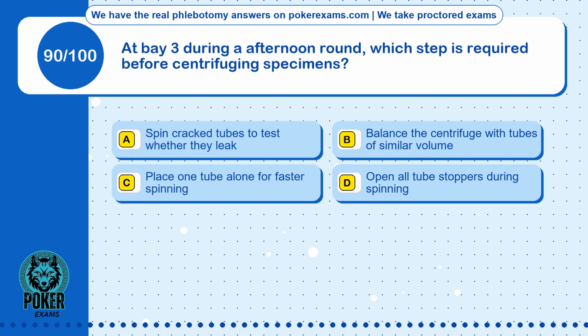Question 90. At Bay 3 during an afternoon round, which step is required before centrifuging specimens? Option A, spin cracked tubes to test whether they leak. Option B, balance the centrifuge with tubes of similar volume. Option C, place one tube alone for faster spinning. Option D, open all tube stoppers during spinning.